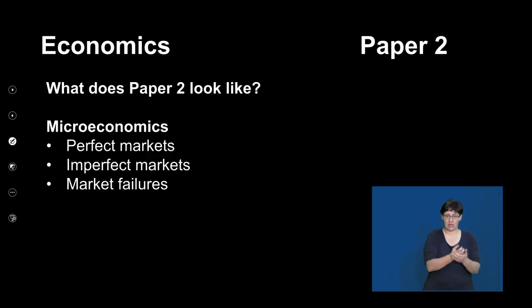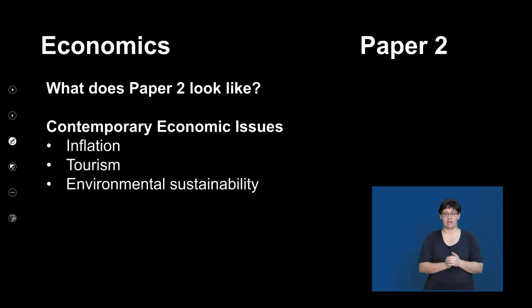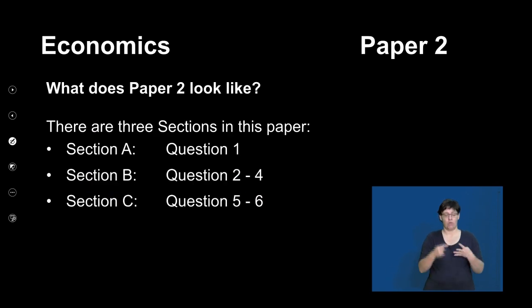Microeconomics has got the following topics. We have our perfect markets, we have our imperfect markets, then we've got market failures. And then our contemporary economic issues, we tackle inflation, we look at tourism, and then we also look at environmental sustainability. So these are the topics that you guys can expect in your Paper 2.